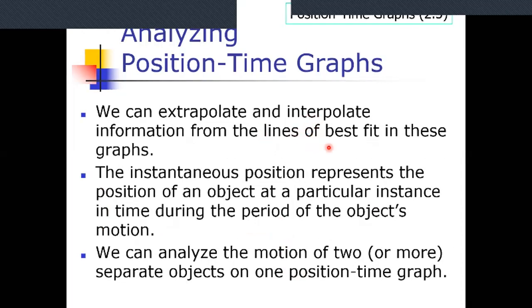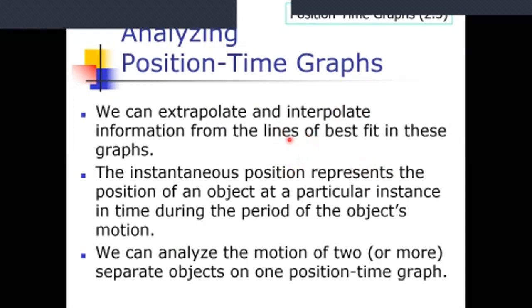Because if we have a limited data set, that means we've collected a certain amount of data and that's it. We can plot it on our position time graph, and then we can extrapolate or interpolate. Extrapolate means to extend the graph beyond the data points that we have, and interpolate means to predict what will happen within the data set that we've collected.